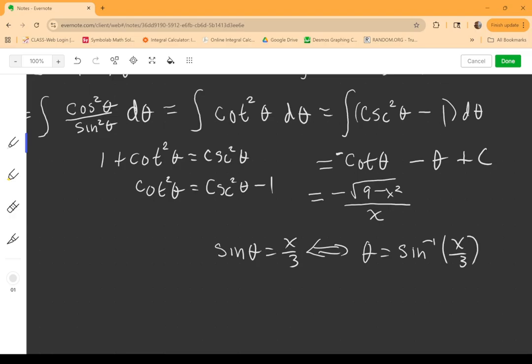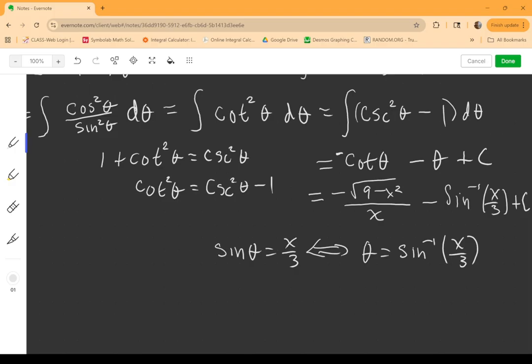That angle does fall between negative pi over 2 and pi over 2, and we'll assume that it does. So now we get minus sine inverse x over 3. And as always, don't forget the plus C. All right, and there we go. Now we are able to evaluate an integral which at first would look really complicated, and we're able to do that with the appropriate trig substitution.